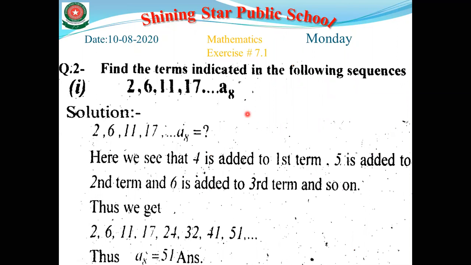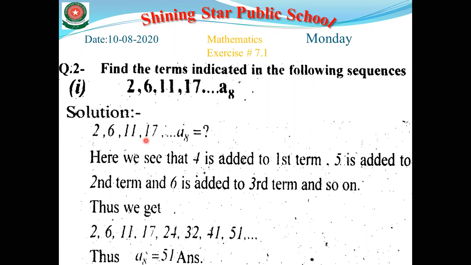Now let's start question number 2. In question number 2, we have 2, 6, 11, 17, and we have to find the 8th term. a8 means we have to find the 8th term. Then we have the first, second, third and fourth term.